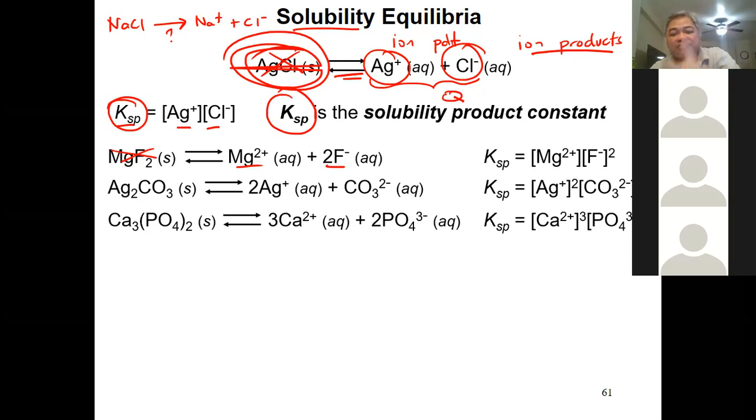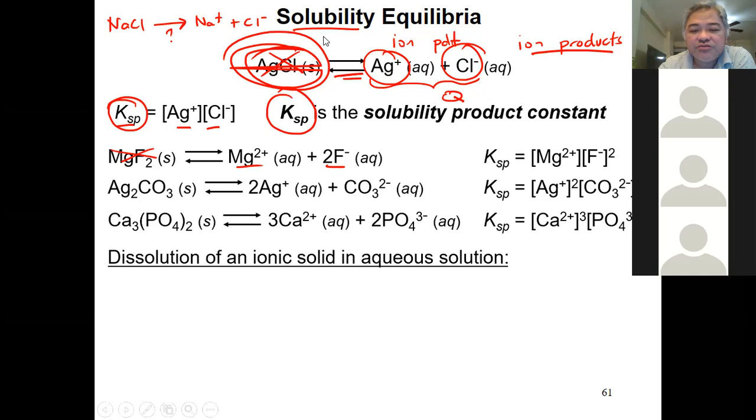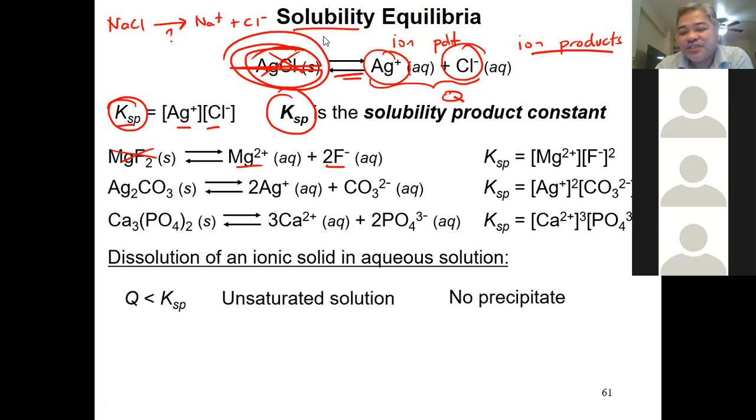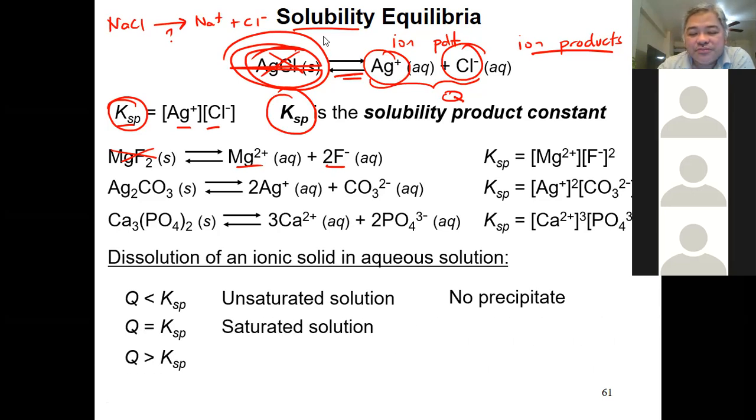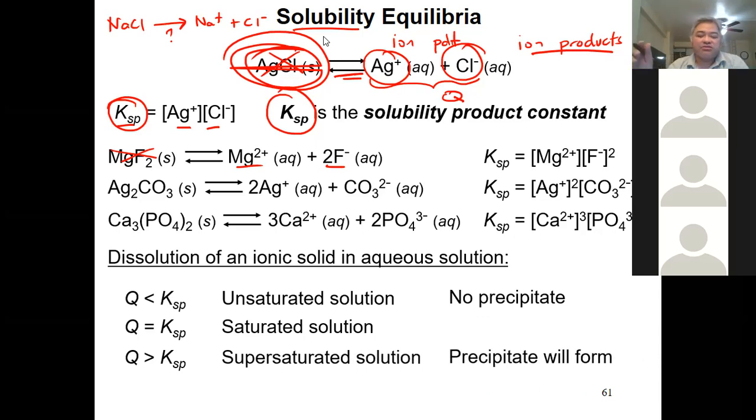And it can tell you what will happen. So in addition to that, the expression that you have, what does this mean? If the ion product or Q that you have is less than the Ksp, most likely you have an unsaturated solution and you don't have any solid in your solution. If your Q is equal to the Ksp, you have a saturated solution. But if your Q is greater than Ksp, you have a supersaturated solution and you will form a precipitate.